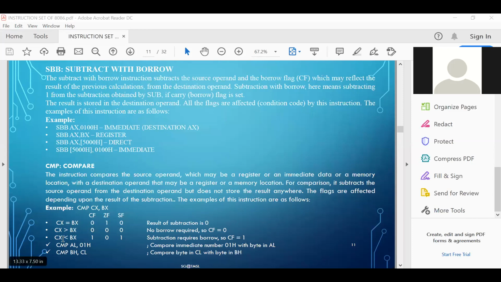And if CX is less than BX, meaning the upper data is the smallest one, like 3 minus 5.